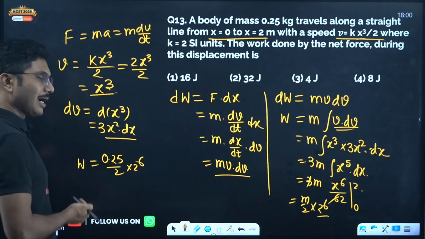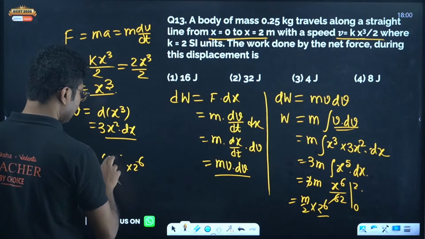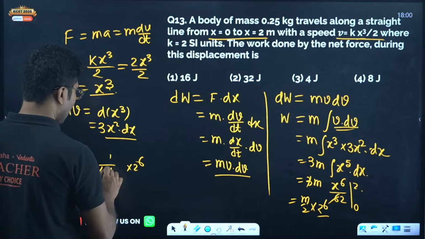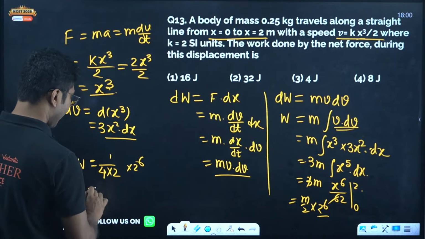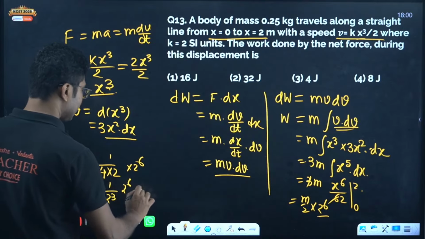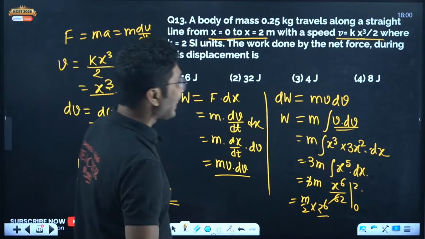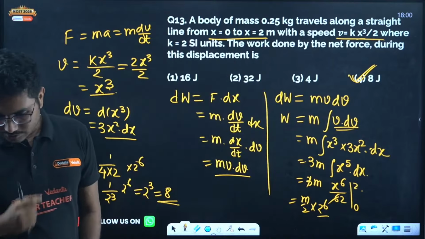Now if you are smart, you don't need to do it like that. What you can do is write 0.25 as 1 by 4. Another 2 was there, so you get 1 by 2 cube into 2 to the power of 6, that is 2 cube, that is 8. So the work done is 8 joules.